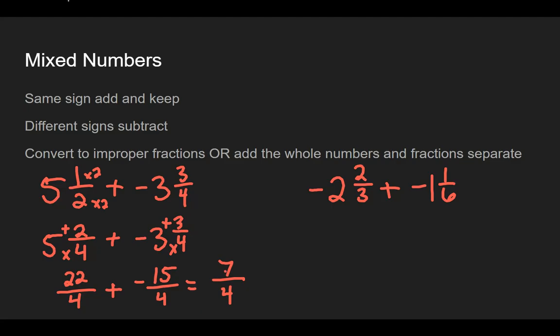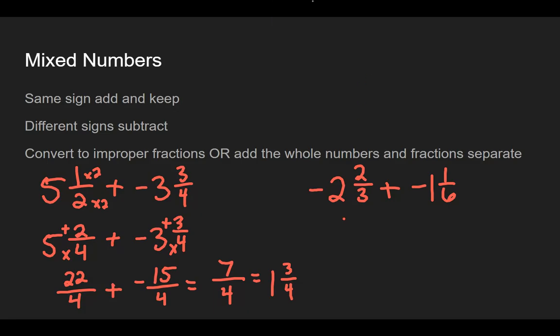If you want to convert this back to a mixed number, we're going to take our denominator and divide it into the numerator. That gives us 1, and our remainder is 3 over 4. We're going to keep the denominator the same. So 4 goes into 7 one time. We have a remainder of 3, which is our numerator, and it's going to be over 4, our denominator. That's how you do it, converting them into improper fractions.